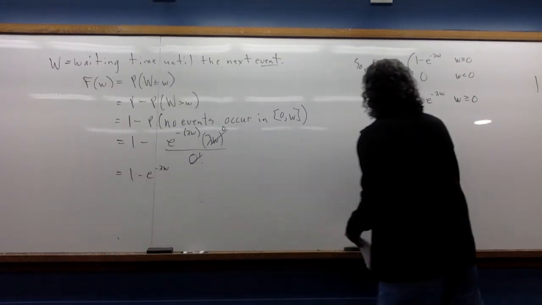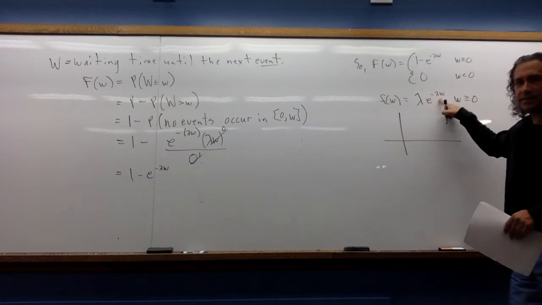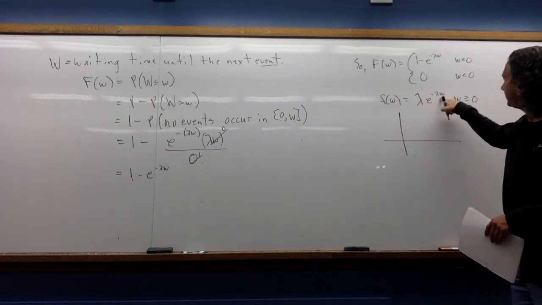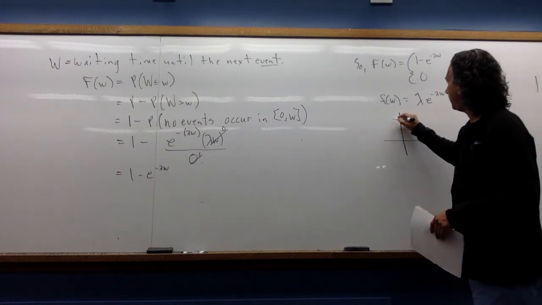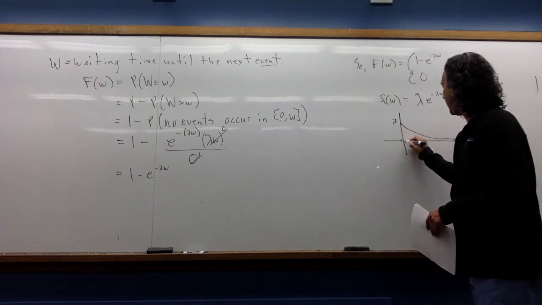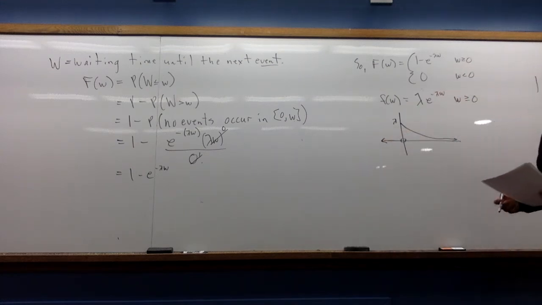And just so that we can visualize this distribution, this is just an exponentially decreasing function. If W is 0, this evaluates to lambda, and it decreases forever over here. And then it's just 0 on this side. So this would be the graph of the PDF.